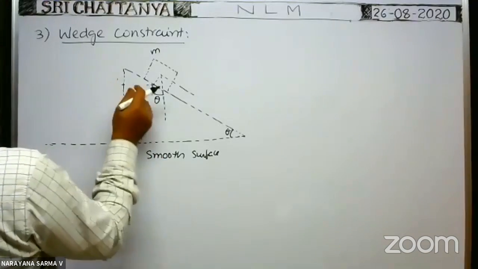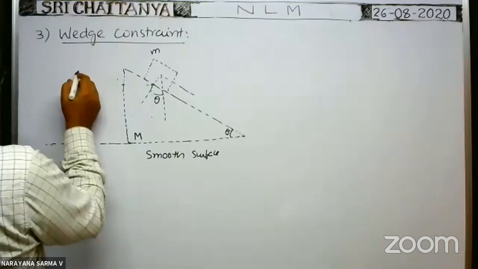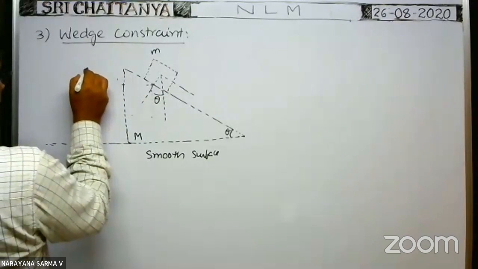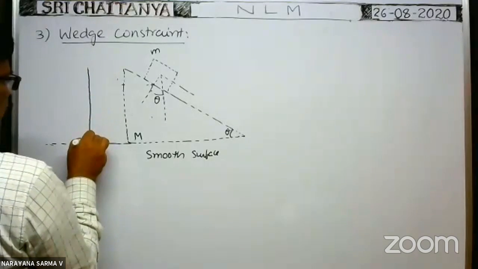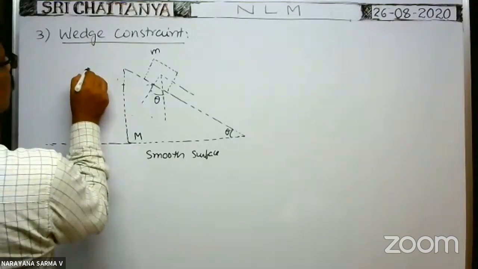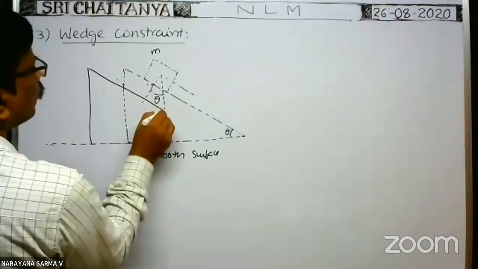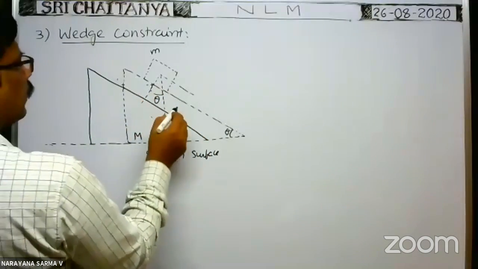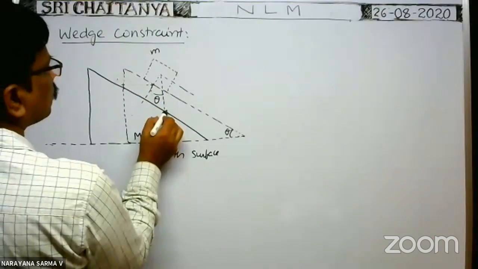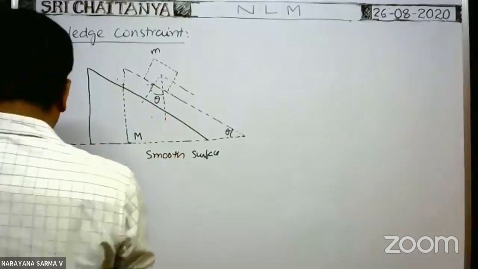So here, no doubt, because of this normal force component, the wedge moves in this direction. Suppose after some time, the wedge displaces through a certain distance. The wedge comes to this position. This is the position of the wedge after some time. At that time, the block comes to the position here, say.